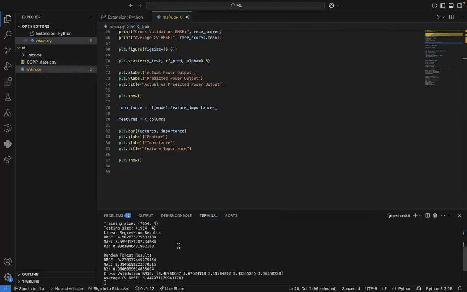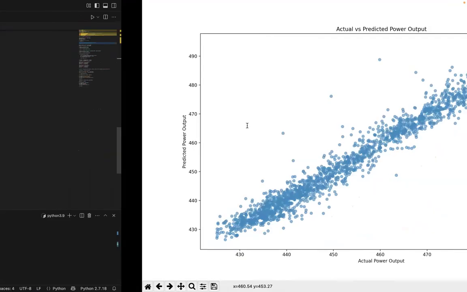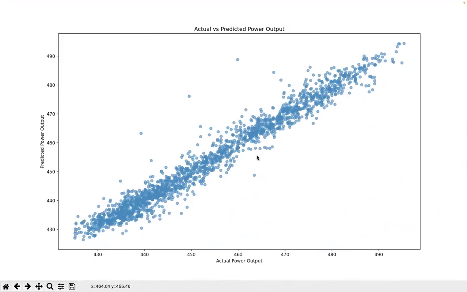After comparing the models, the random forest model achieved better performance with lower error values and a higher R2 score. To validate the stability of the model, I performed cross validation using the training dataset. Cross validation splits the training dataset into multiple folds and evaluates the model across different subsets. This helps ensure that the model is not overfitting to a specific training split and the results are more reliable.